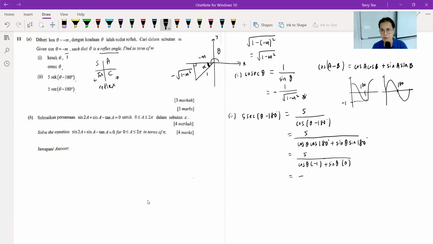So this is -5 over cos theta. And we can read cos theta from here. Cos theta is -m. So this is -5 over -m. Your final answer is 5 over m.